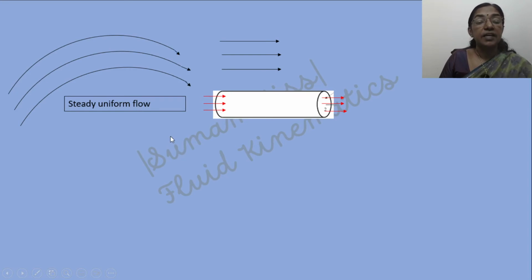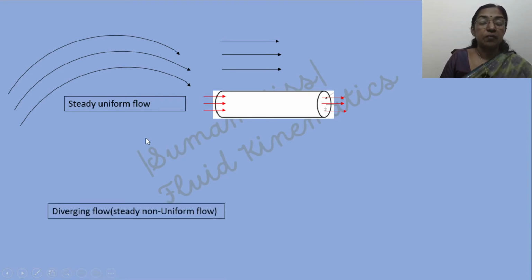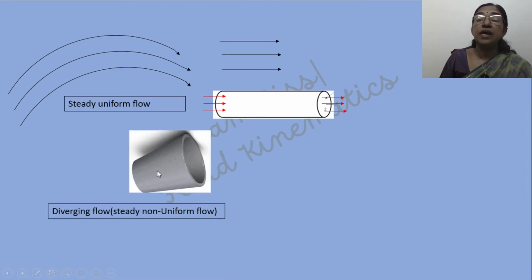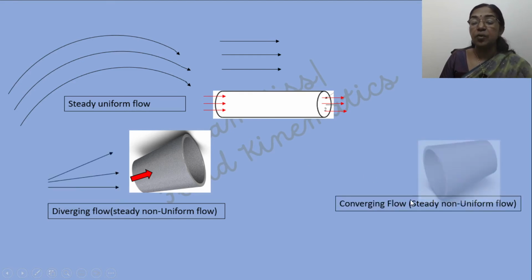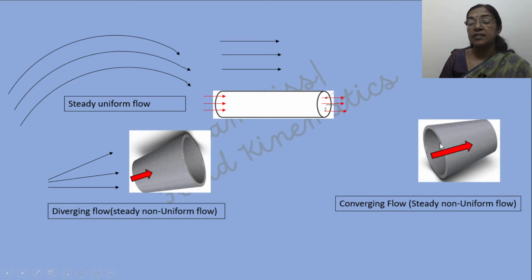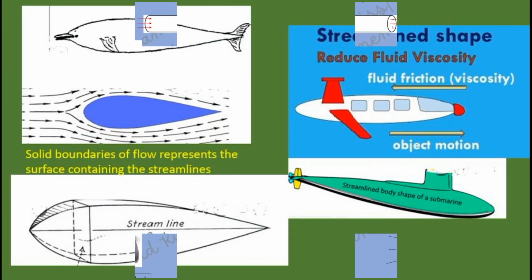Similarly, in the case of non-uniform flow, for example, suppose we allow the flow through a divergent cone. Here the streamlines are diverging. Similarly, in the case of a convergent cone, streamlines are converging, which shows that streamlines closely follow the solid boundaries. Solid boundaries of flow represent the surface containing streamlines.